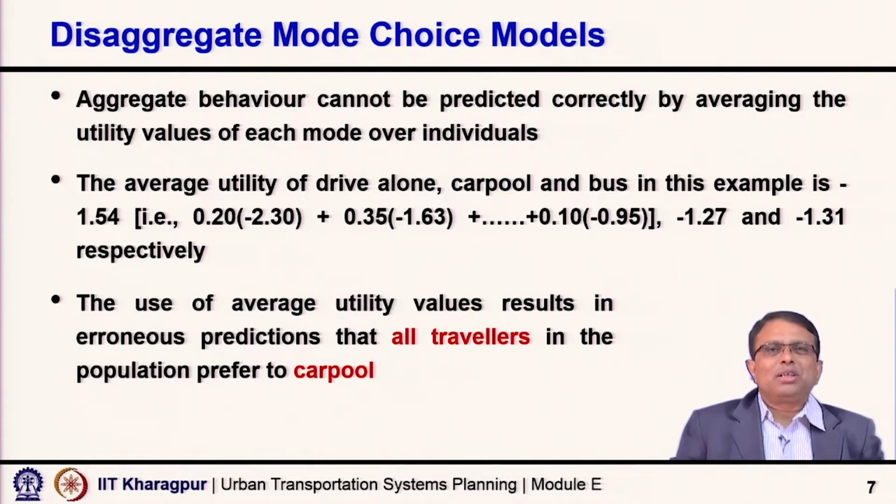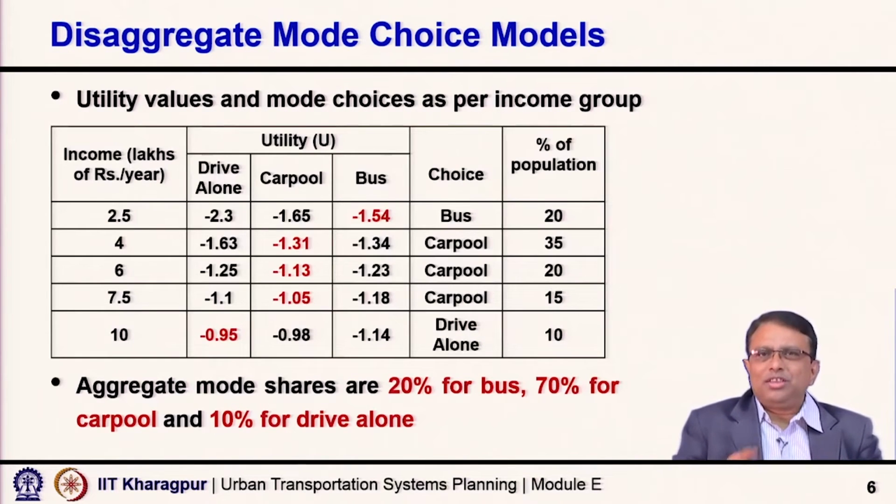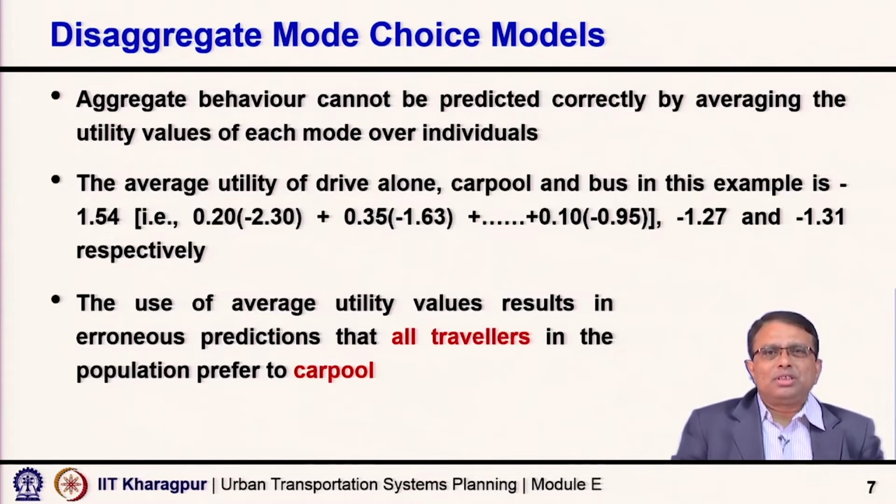So, we cannot do that. We cannot really calculate the average utility value of a particular mode or a particular option across different segments. So, you have to consider each segment, their choice, and how much percentage of overall population is included in that segment. So, for that segment this is the choice, take another segment, this is the choice, take a third segment, this is the choice. So, like that you have to take, as I have shown in this particular slide. So, we cannot really take simply the average of utility of a particular option across different segments.